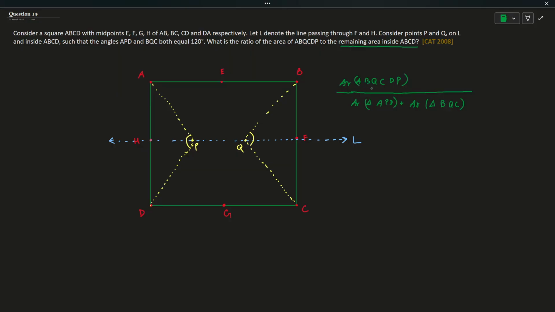And I have to find the area of ABQCDP. Now if you look at ABQCDP, it is a combination of two trapeziums, right? I can write this as the area of ABQP plus the area of PQCD, correct?